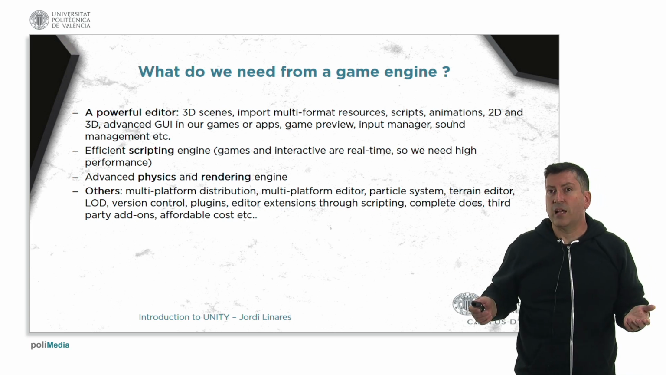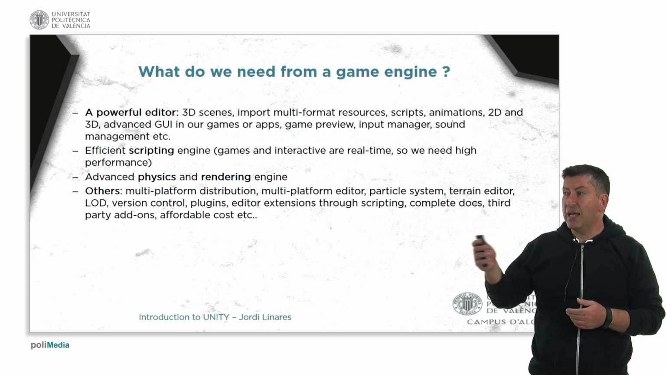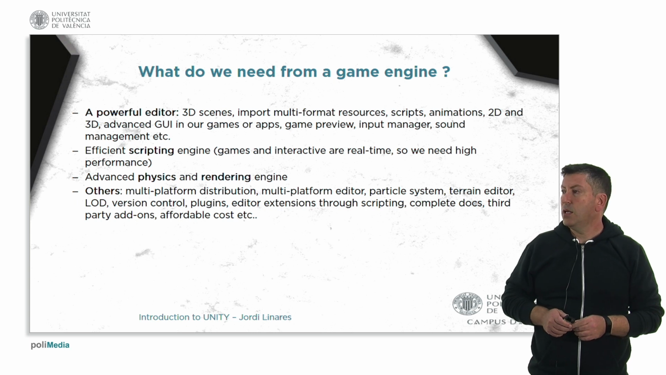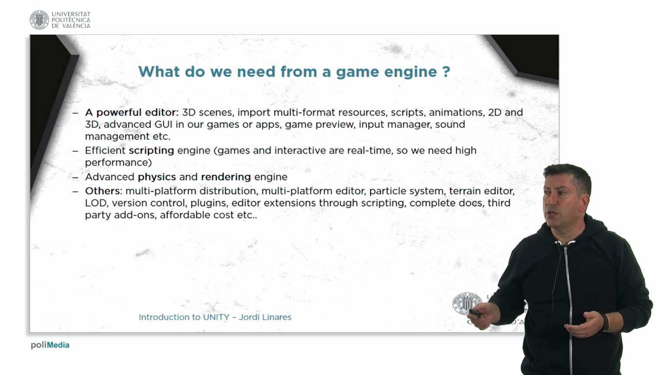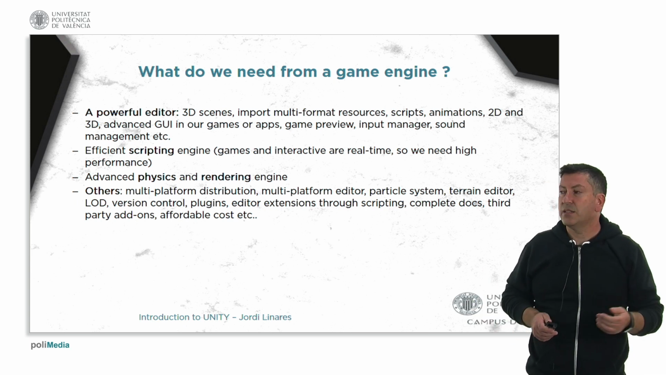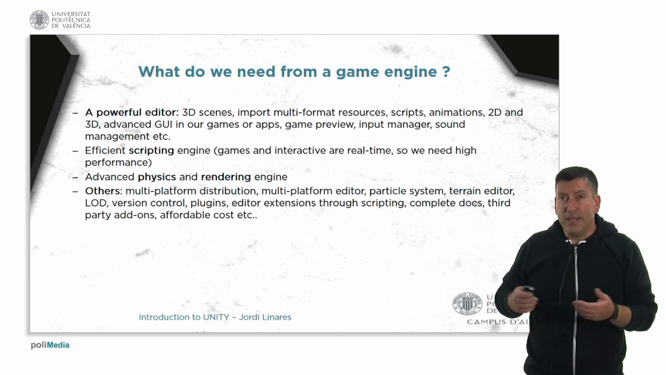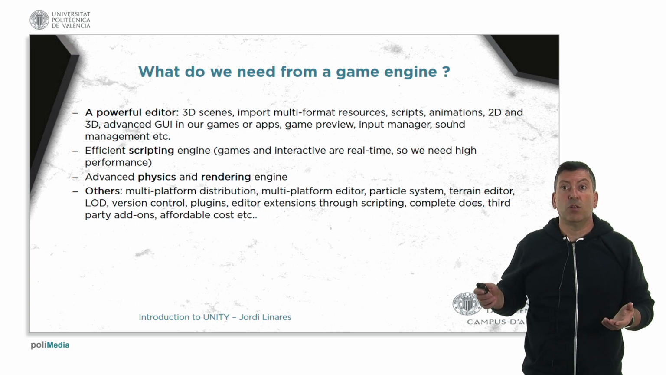And there are other characteristics we can look for in a game engine. For example, multi-platform distribution, multi-platform editor, things like particle systems, a terrain editor, level of detail, version control, plugins, editor extensions through scripting, complete documentation, third-party add-ons, affordable cost.